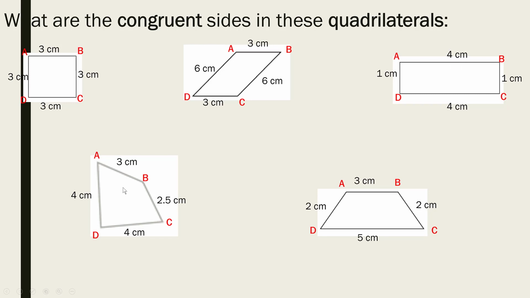This funky looking shape over here is a quadrilateral, an irregular quadrilateral, but you got to give it to him. 4 and 4, that's congruent. Okay, here our trapezoid, again, these two sides, sides AD and BC, those are going to be congruent. AD and BC are congruent. AB and DC are not congruent.